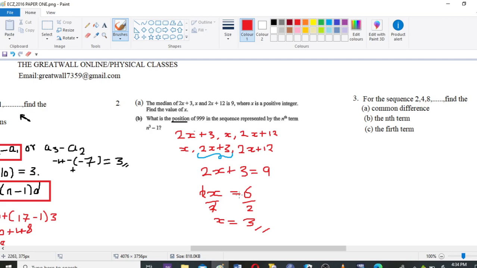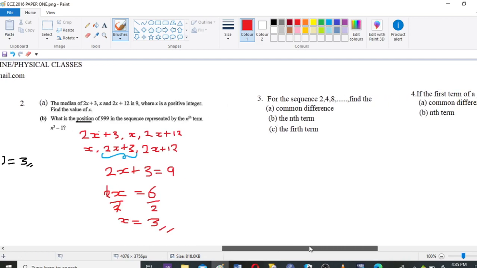And you can confirm if this is the value of x. If x is 3, will the median be 9? How do we confirm that? Let's replace x with 3 in the same term, 2x plus 3. So when you substitute x with 3, you're going to have 2 times 3, that's 6, 6 plus 3, and that will give you 9 as your median. All right, so let's proceed.